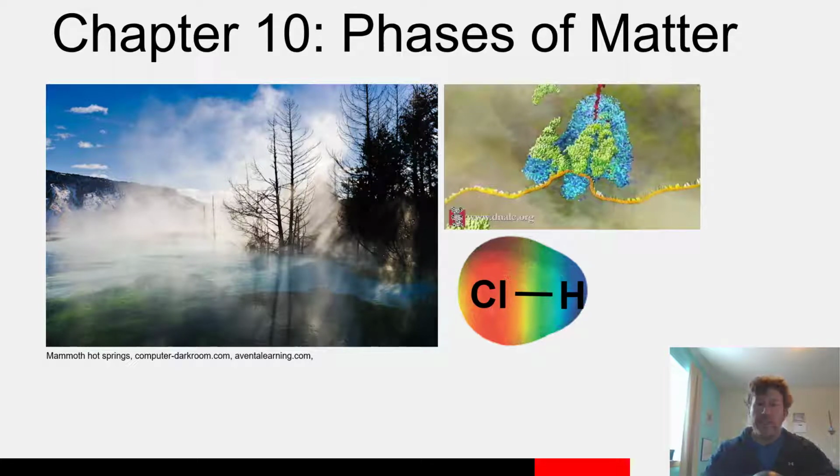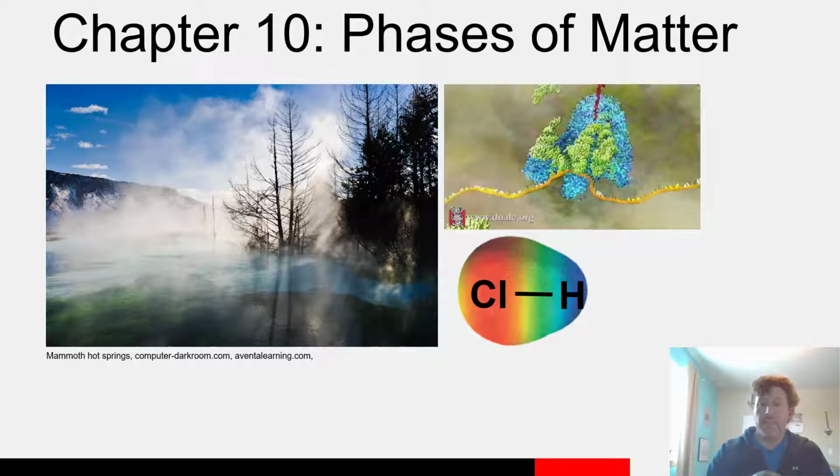We're moving on to chapter 10, and in chapter 10, we're going to stop talking about gases directly for quite a bit. Instead, we're going to talk more about the other two primary phases of matter that we encounter in our everyday lives, which are chemicals in the form of solids and chemicals in the form of liquids.